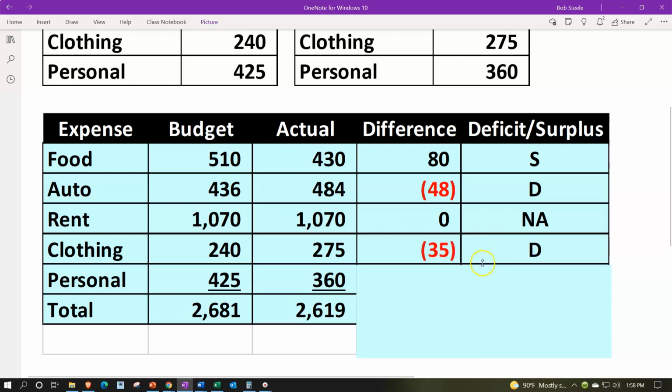Clothing, we got the 240 versus the 275, so we spent a little bit more on our clothing costs, so we got a deficit with relation to the clothing. We could see whether or not that's going to continue next month, or maybe we bought more clothes.